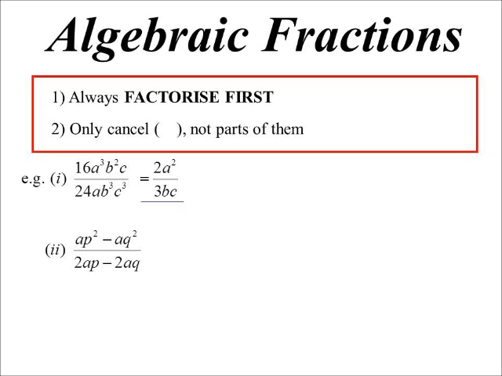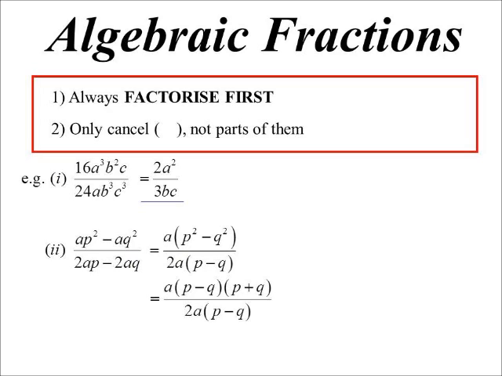Now this is where we've got to factorise first. This particular fraction, in a topic we do later on in the year, actually will become quite familiar. So anyway, let's factorise it. On the top we have a common factor of a. On the bottom there's a common factor of 2a, but then you go, oh, hang on a sec. P squared minus q squared, that can factorise as well. So we've got p minus q, p plus q.